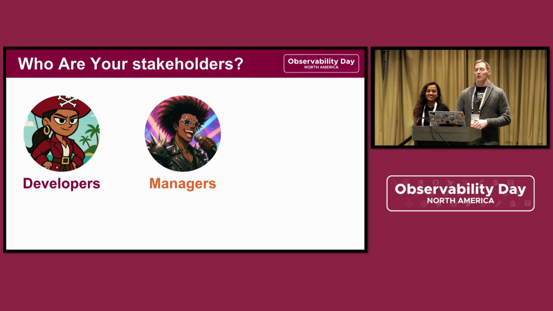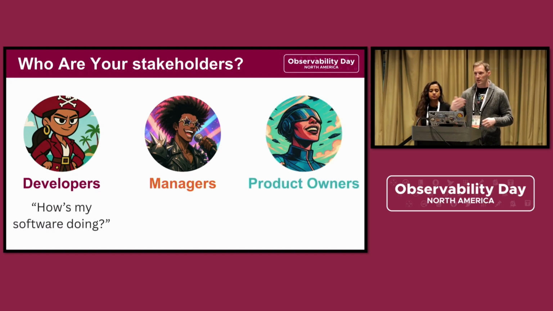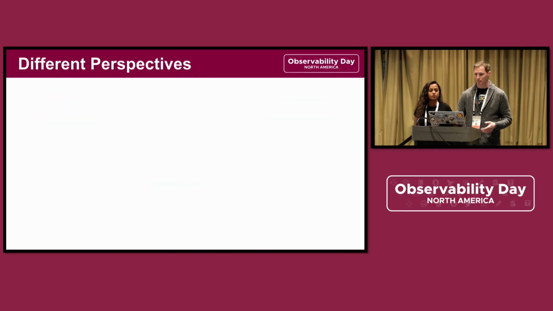All right, so we've got our developers, that's obvious, everyone knows that. We've got managers, but we also have product owners, right? People want to know how their products are doing. So they're all going to ask their own questions. How's my software doing? How's my budget doing? And how are my features doing, right? They're all going to ask these questions of the ops team, and we're expected to know the answers, right?